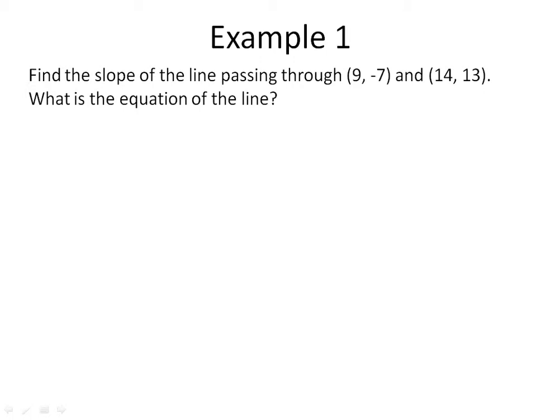Okay, example 1, they want you to find the slope of a line passing through (9, negative 7) and (14, 13). What is the equation of this line? Okay, so first thing, find the slope, which gives us 13 minus negative 7 over 14 minus 9, which gives us 20 over 5, which is equal to 4.